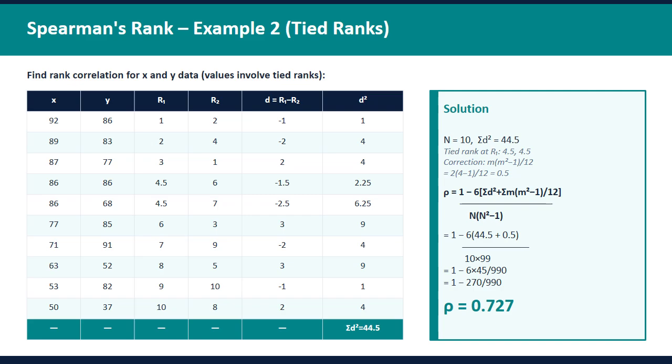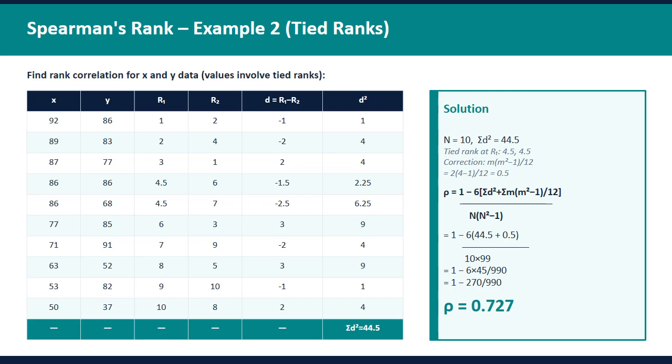So in both the places we are allotting ranks as 4.5 and 4.5, and then the next rank will be 6, which is allotted to the value 77. So here it is evident. In R1 there are repeated ranks and in R2 there are no repeated ranks. After allotting the ranks to all the 10 values, we are going to find D.